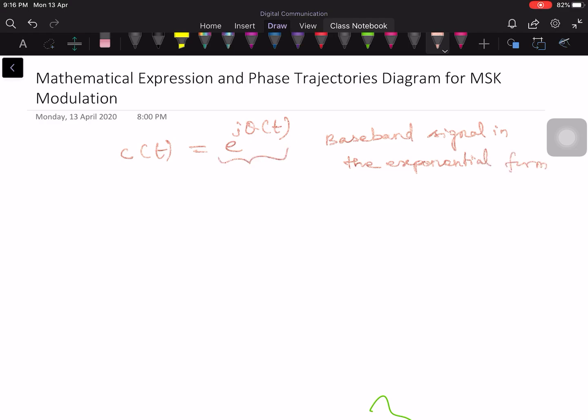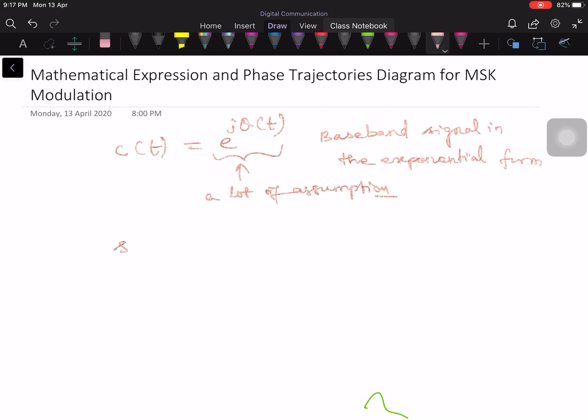This form we arrived at with a lot of assumptions. It's a magnitude. It indicates the magnitude of the complex exponential form, and theta of t we know how it looks. Now finally, your modulated waveform is given as follows.